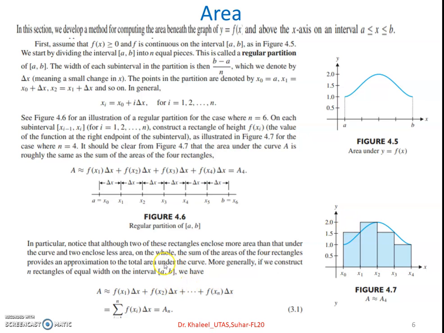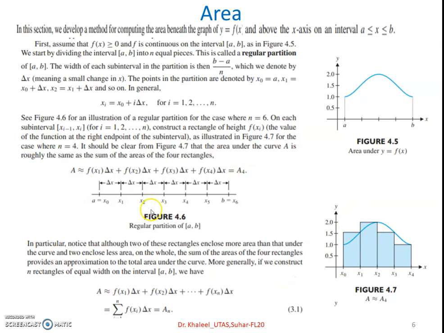But overall, on the whole, the sum of the areas of the 4 rectangles provides an approximation to the total area under the curve. That means the total area of all these 4 rectangles and the area under this curve are almost the same, because the excess is taken care of by the shortfall. The area of each rectangle is height times width. So we add them all. Here we have taken 4 rectangles for this case.